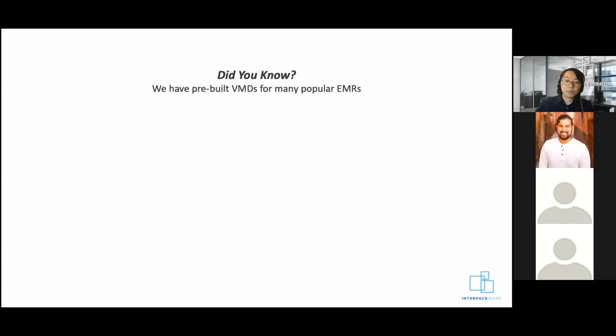Did you know we have pre-built VMDs for many popular EMRs? You may be wondering, why do we even need a pre-built VMD? Although HL7 is a standard, every EMR has its own implementation of that standard and will typically provide you with an implementation guide to use during development. Often a large part of implementation time is spent combing through these guides for details, such as which segments and fields need to be included, what values you may need to remap or validate, and what implementation differences there may be between your upstream and downstream systems. Once you have a pre-built VMD, however, you have a VMD file that contains those details that can be reused for every interface with that EMR.